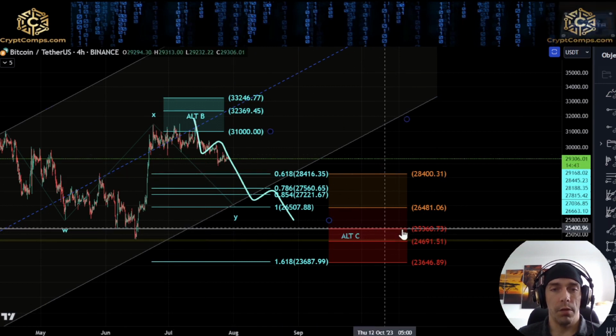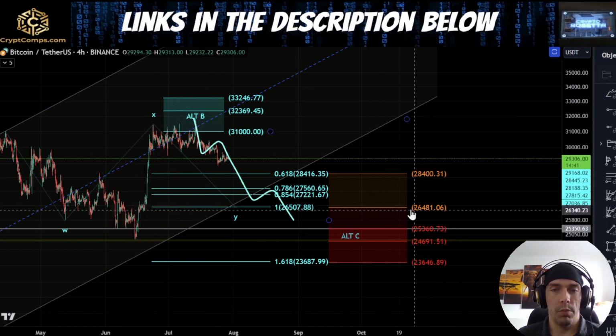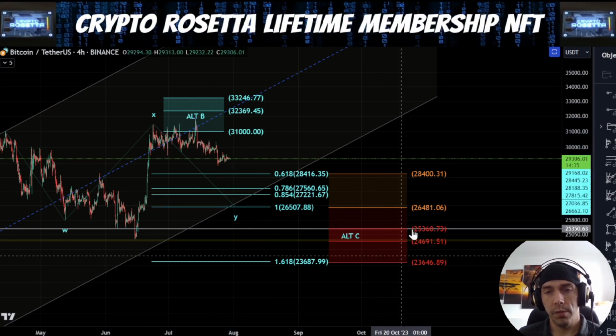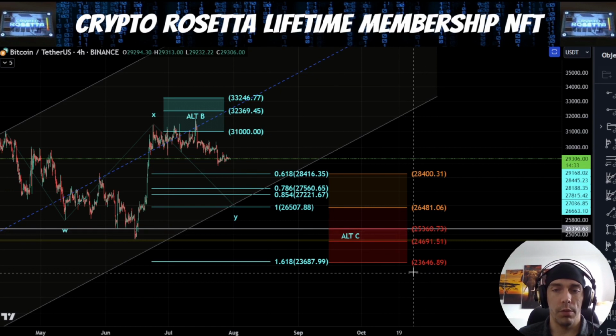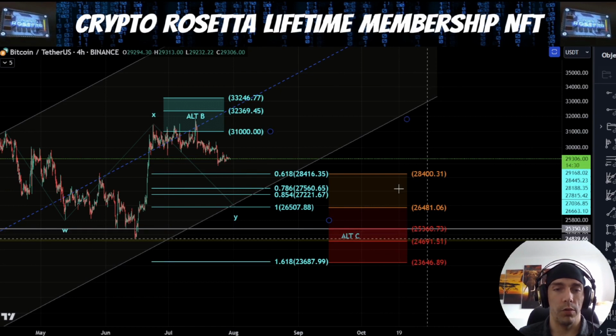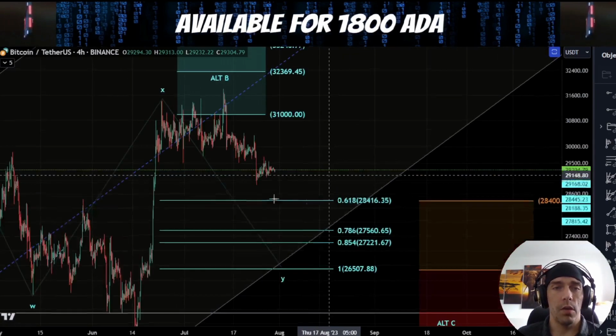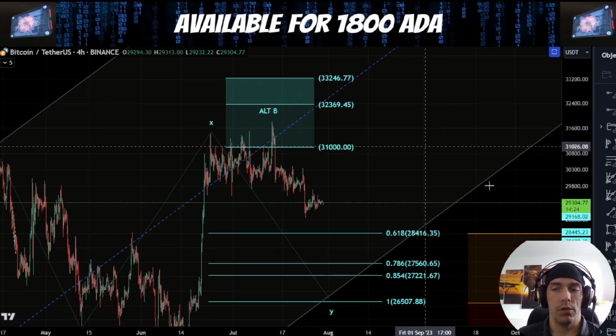A C wave typically looks to target this 1-to-1, which would be here at this 26,481 if it's just going to be a running flat. If we are going to look for an expanding flat here, we could potentially still see 25,360 to this 23,646 as possible targets. So this is what we need to be careful of if we fail to start achieving impulsive structure to the upside.